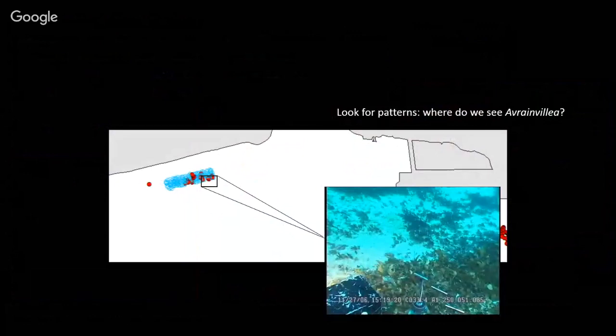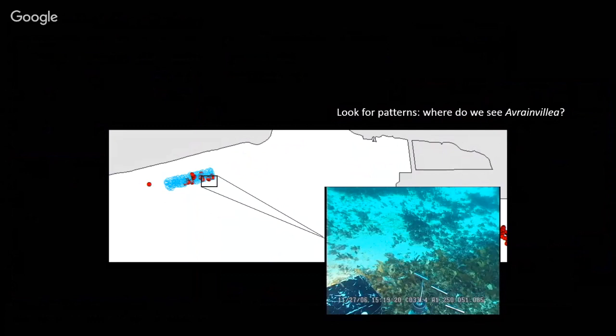I'm using a combination of imagery derived from satellites, from submersibles, and from ship surveys, and I'm combining all this data into a data set where I have images of Avrainvillea, both present and absent in an area, and I'm looking at environmental characteristics. So I'm looking for patterns. Where do we see Avrainvillea? What depth ranges? Do we see it on a sandy bottom? Does it grow on rocks?